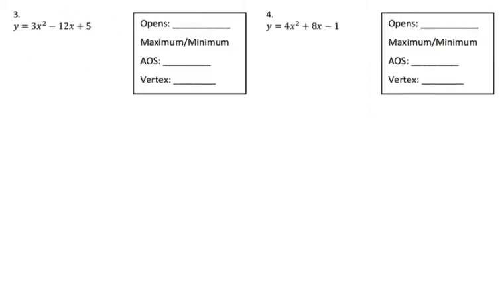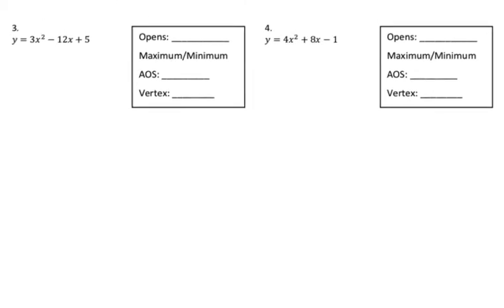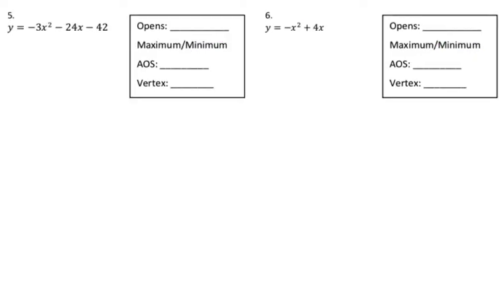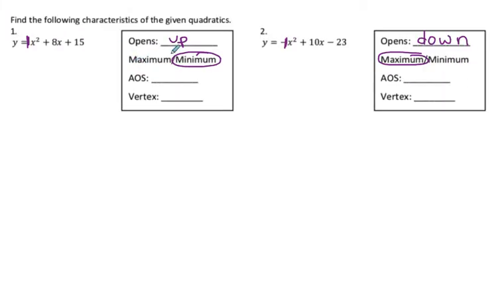If I look at the next one, this is now where I have an A value that's 3. So that's going to be opening up, minimum. Always those go together. Positive opens up, minimum. Negative opens down, maximum. Oh, okay. So again, on those 6 examples, I just went through and did those first 2 characteristics.